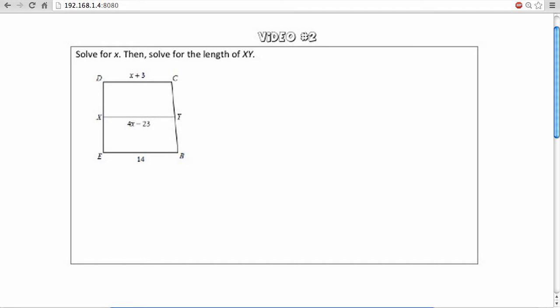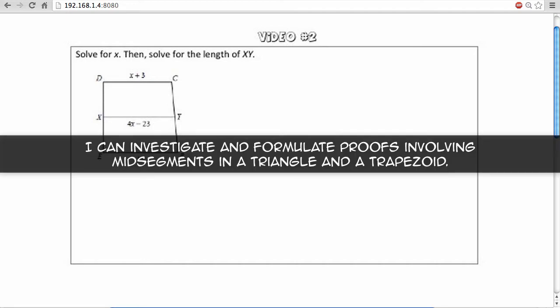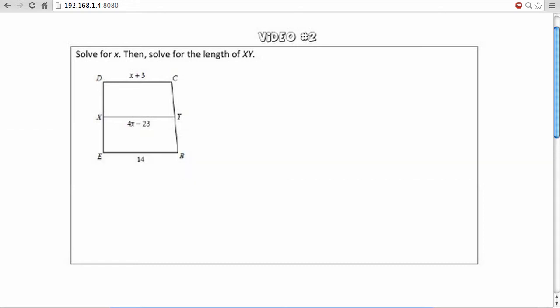By the end of this video, you should be able to investigate and formulate proofs involving midsegments in a triangle and a trapezoid. And here is video 2. We're asked to solve for the value of x, then solve for the length of XY. Now something that we are assuming is that this is a trapezoid.